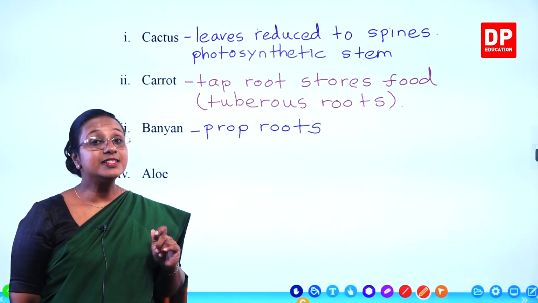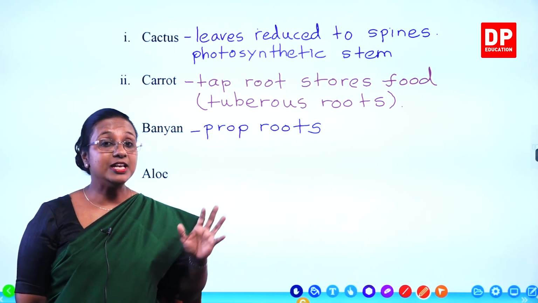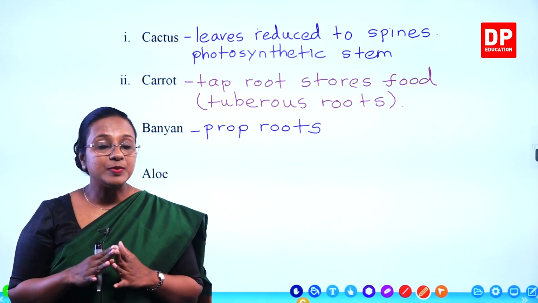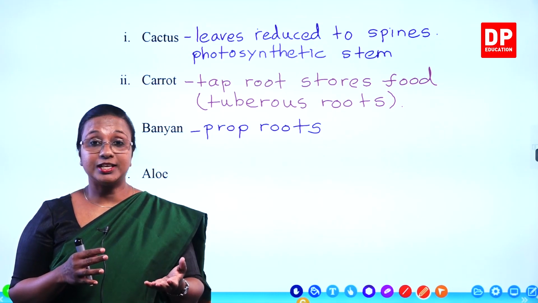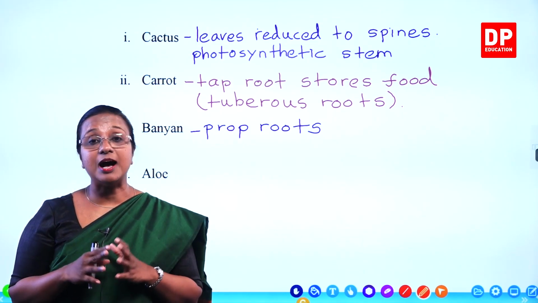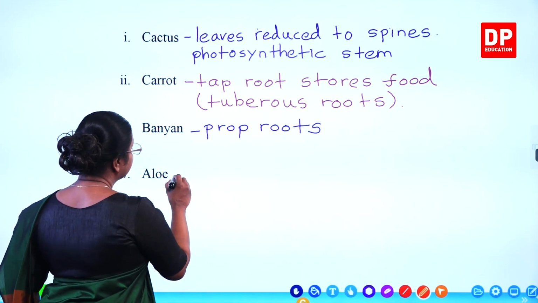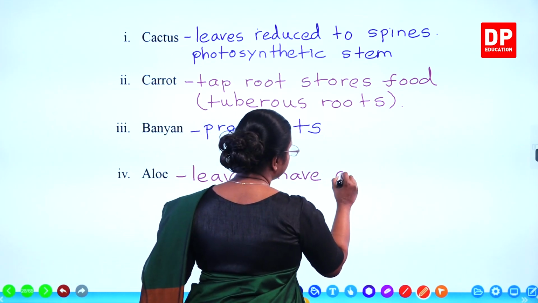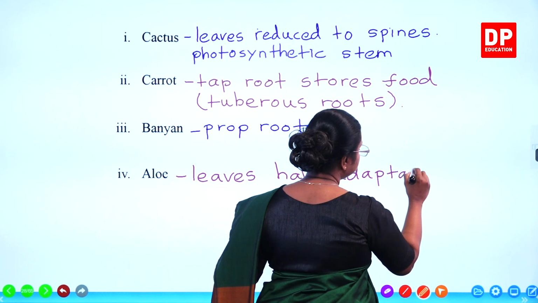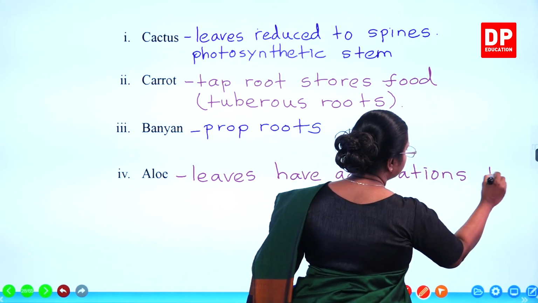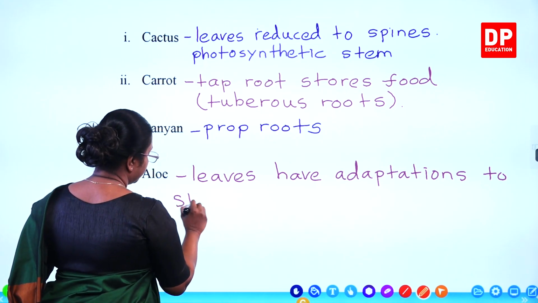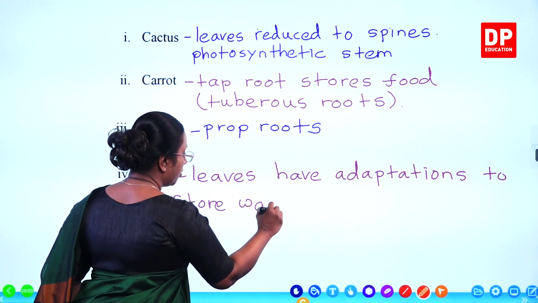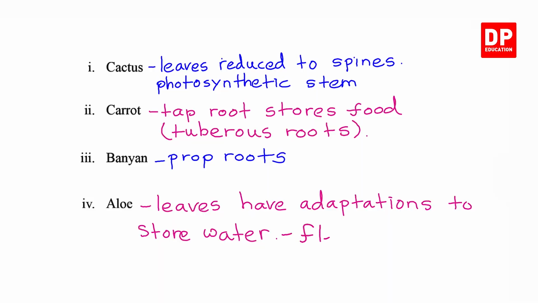The next one, what do we have next? Aloe. What is the special function? Now aloe again grows in arid environments. So it has special tissues to store water and therefore the leaves become fleshy. So what do we write here? Leaves have adaptations to store water. They are fleshy leaves. So, is that correct, students?